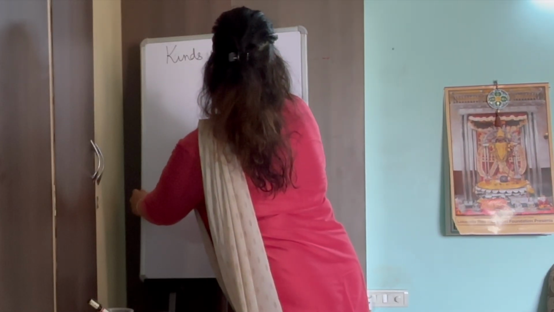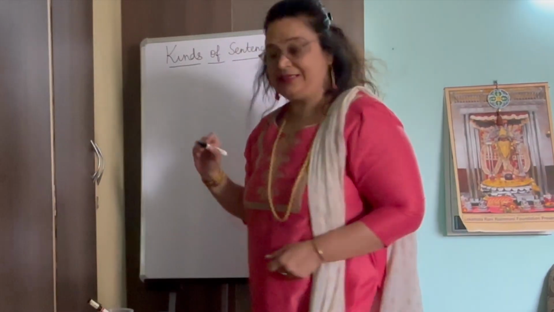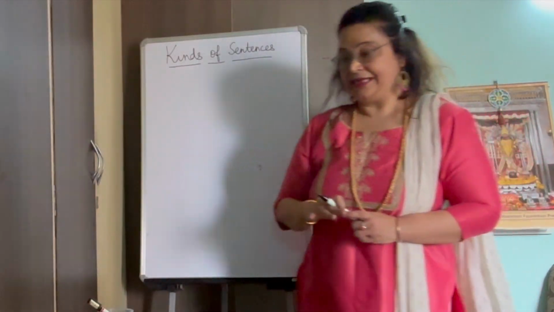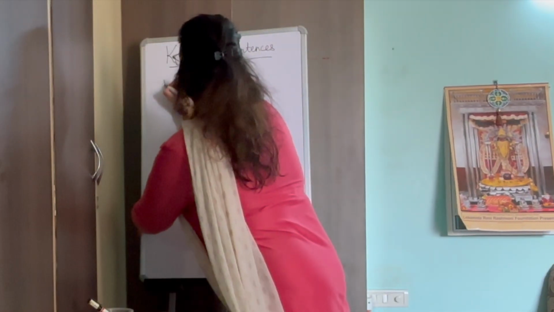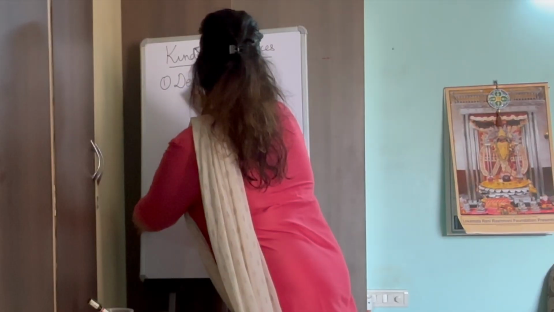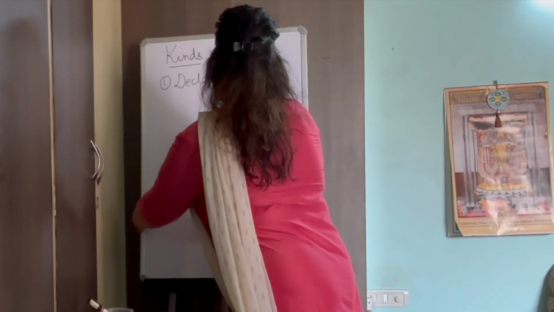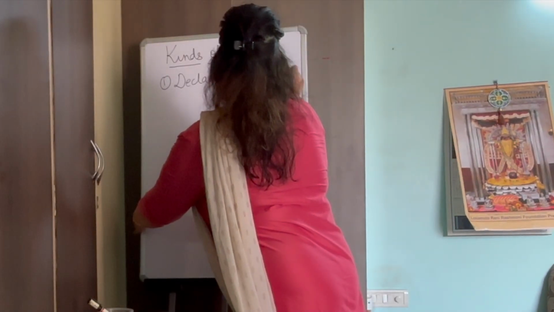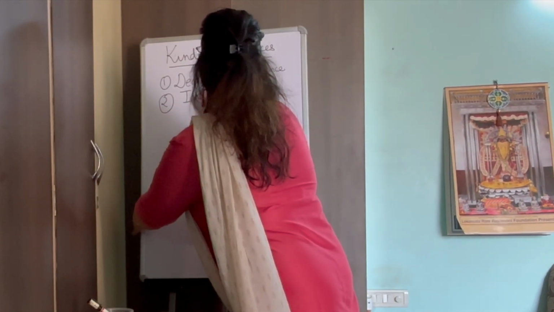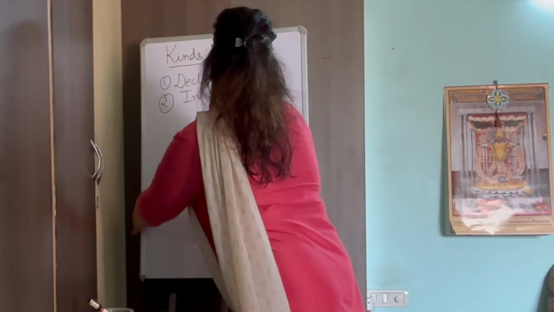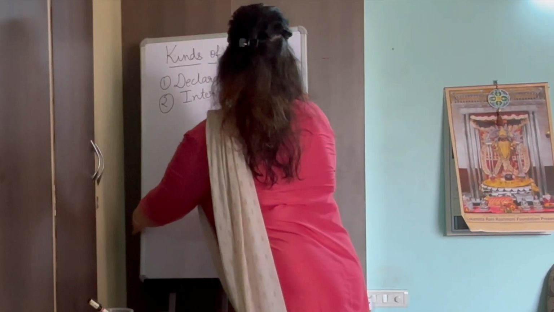There are 4 types of sentences. By hearing or by reading the sentence, you will understand which category those sentences fall under. Okay, first one is declarative sentence. This is also called assertive sentence. Here we will mention it as declarative sentence. The second one is interrogative. Whenever any question is asked, those sentences fall under interrogative sentence.